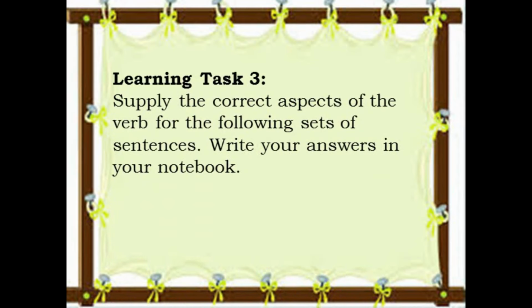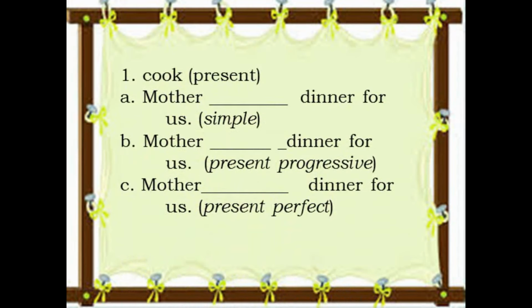Next, learning task number 3. Supply the correct aspects of verb for the following sets of sentences. Write your answers in your notebook. Let's have number 1. Cook. Present form. A. Mother blank dinner for us. Simple tense. Mother cooks dinner for us.